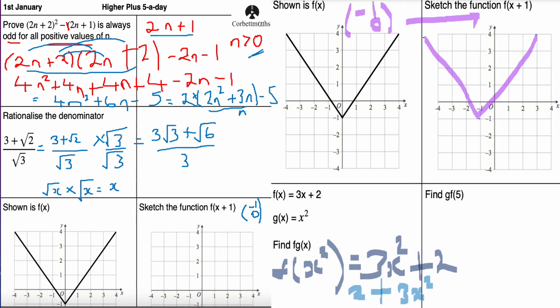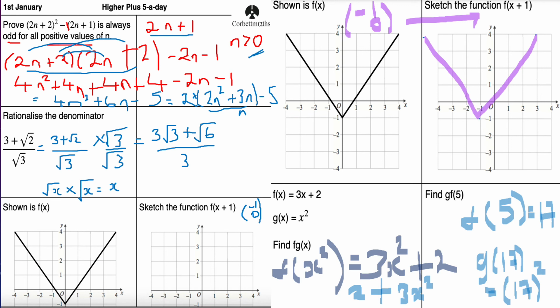And the last question, guys, find gf of 5. Well, let's work out f of 5 first. f of 5 means that I substitute 5 into here. So it's 3 times 5 plus 2. So it's 15 plus 2, which is 17. So I'm going to work out g of 17, which is 17 all squared, because the function g of x is squaring the number. So 17 squared, guys, is 289. So the answer for gf of 5 is 289.